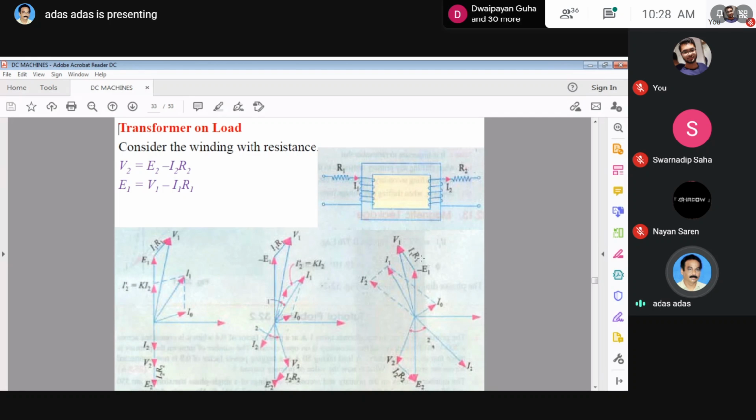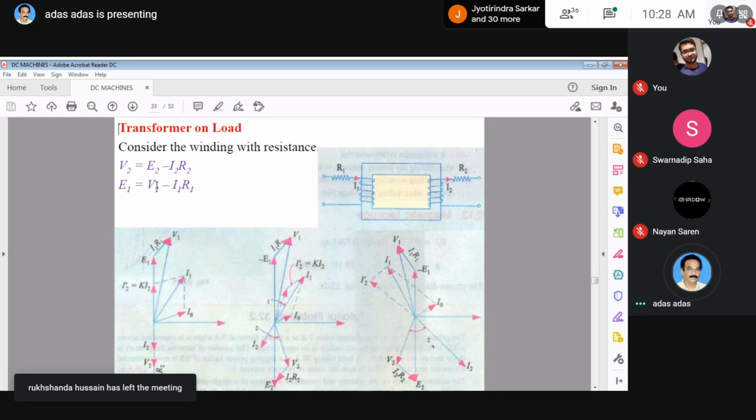Now consider the transformer on load. Here we consider only resistance. There is no reactance, etc. This is the figure which consists of two resistances, R1 on the primary side and R2 on the secondary side. Apply voltage V1 here, and the induced EMF will be E1. So we can write this.